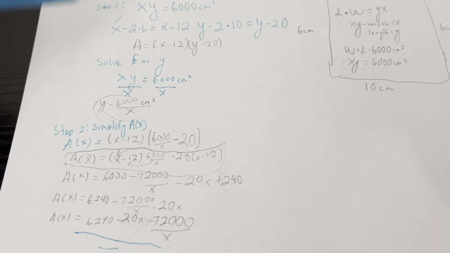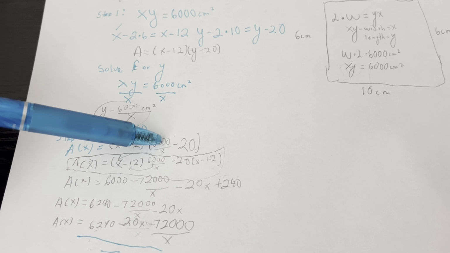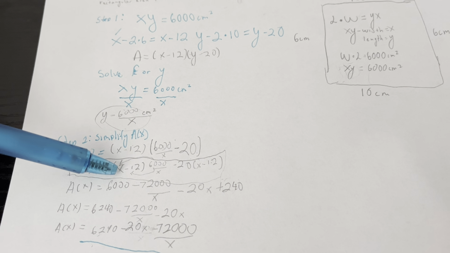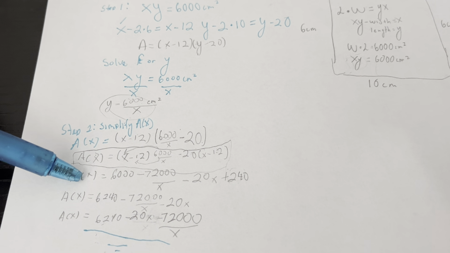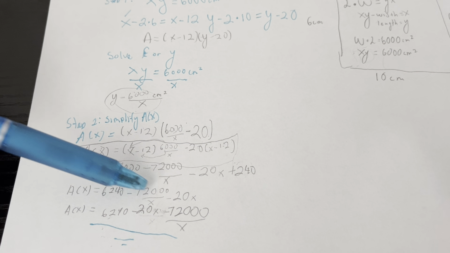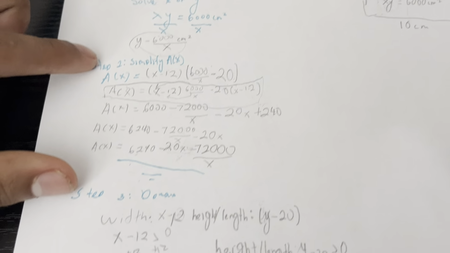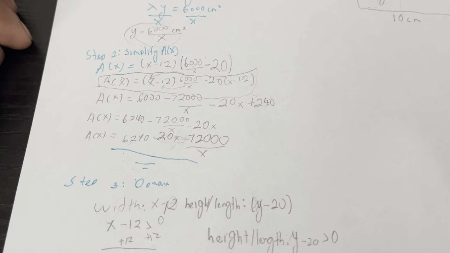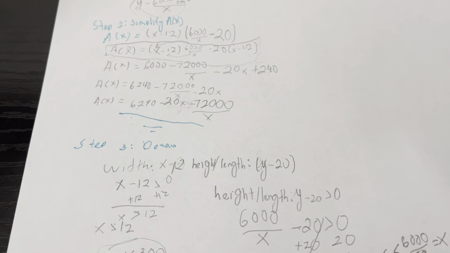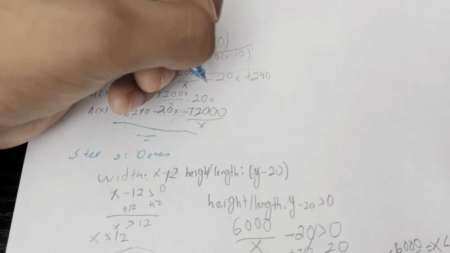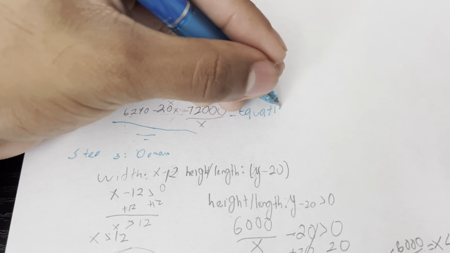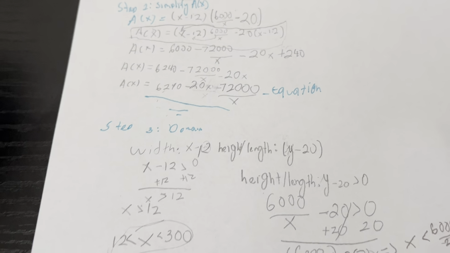And so here we can split these two numbers up and multiply by x minus 12. Therefore, we get the following equation, and then after simplifying it, we get 6,240 minus 20x minus 72,000 divided by x. So this is our equation, which is going to be very important to us in the rest of the question.